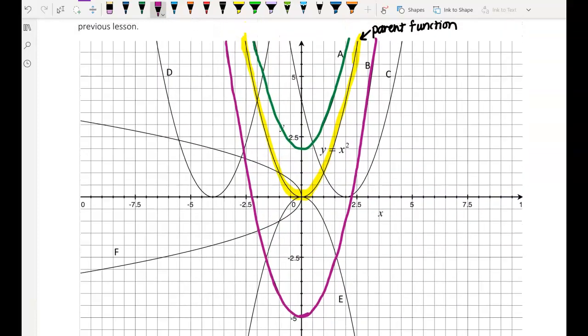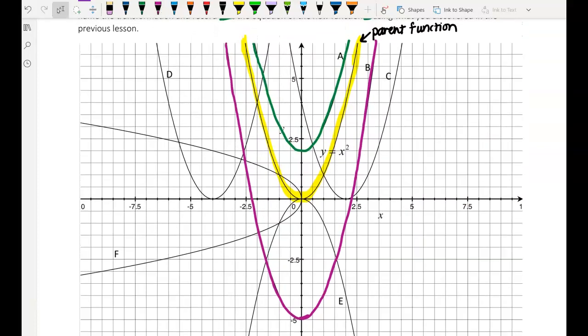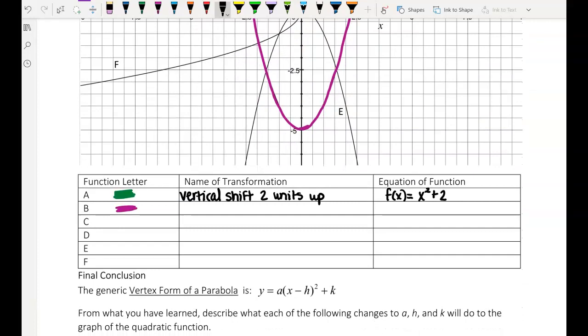And what type of shift happened to graph B and how many units? A vertical shift, 5 units down. So we have a vertical shift, 5 units down.